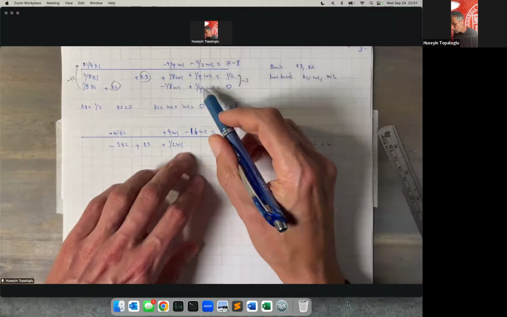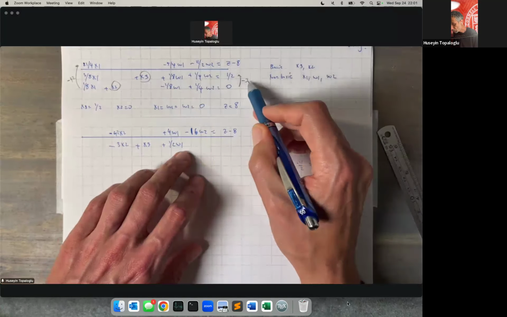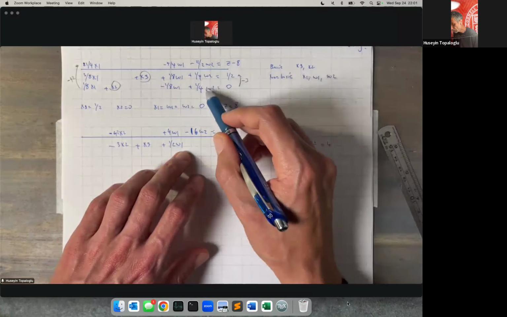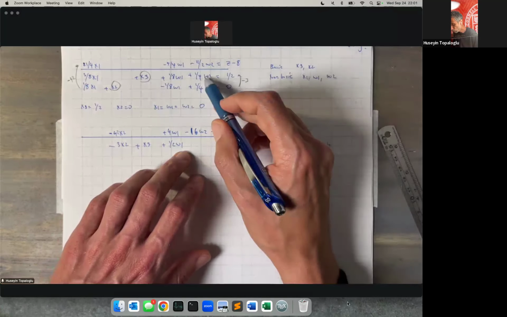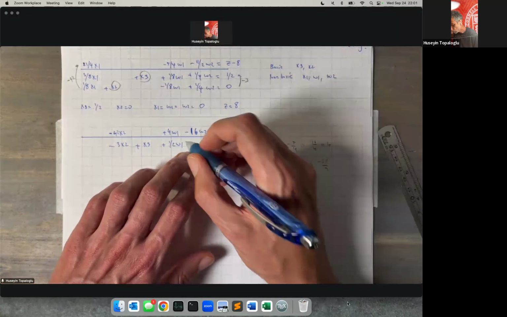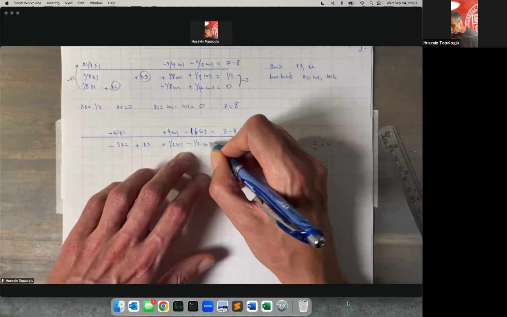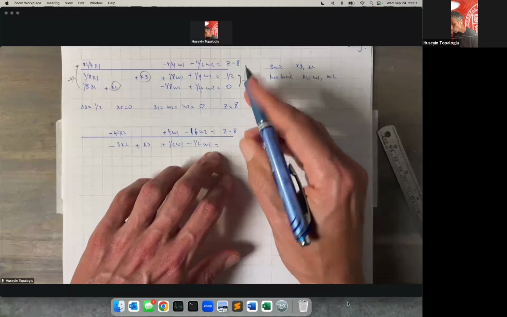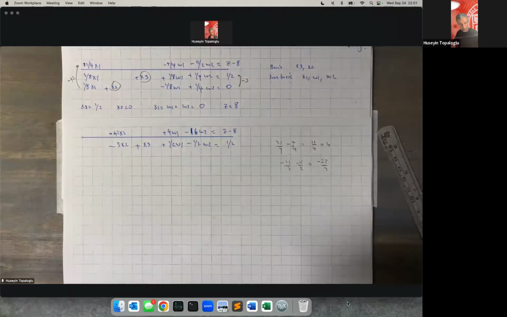over 2 w1. 1 over 4 w2 times minus 3 is minus 3 over 4 w2, plus another 1 over 4 on top of that, minus 3 over 4 plus 1 over 4, that is minus 2 over 4, that is minus 1 over 2 w2. On the right-hand side, 0 times minus 3 is 0, plus 1/2, that's a 1/2.